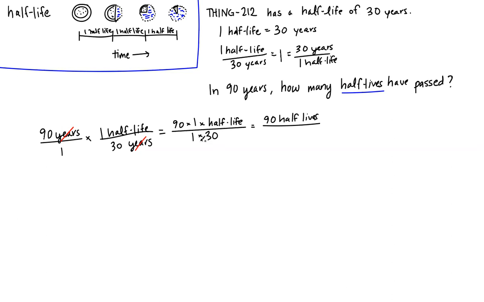Half-lives. And in the bottom, we have 1 times 30, which is 30. And we are almost done here. The only thing we need to do now is simplify this as much as possible.